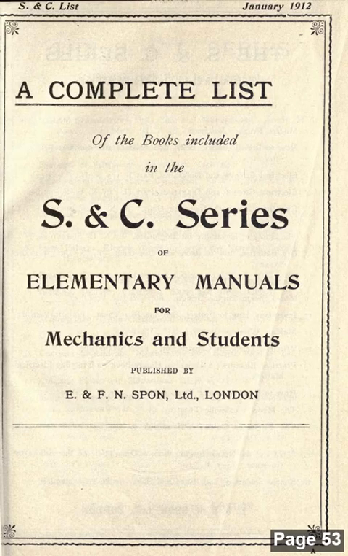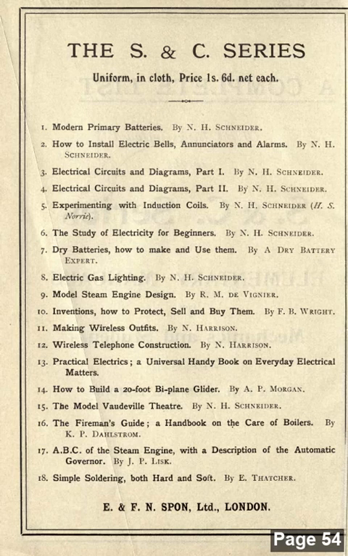A complete list of the books included in the S&C series of elementary manuals for mechanics and students, published by E. & F. N. Spon Limited, London. The S&C series, uniform in cloth, price 6d net. 1. Modern Primary Batteries, by N. H. Schneider. 2. How to Install Electric Bells, Annunciators, and Alarms, by N. H. Schneider. 3. Electrical Circuits and Diagrams, Part I, by N. H. Schneider. 4. Electrical Circuits and Diagrams, Part II, by N. H. Schneider. 5. Experimenting with Induction Coil, by H. S. Norrie. 6. Study of Electricity for Beginners, by N. H. Schneider. 7. Dry Batteries, How to Make and Use Them, by a battery expert.